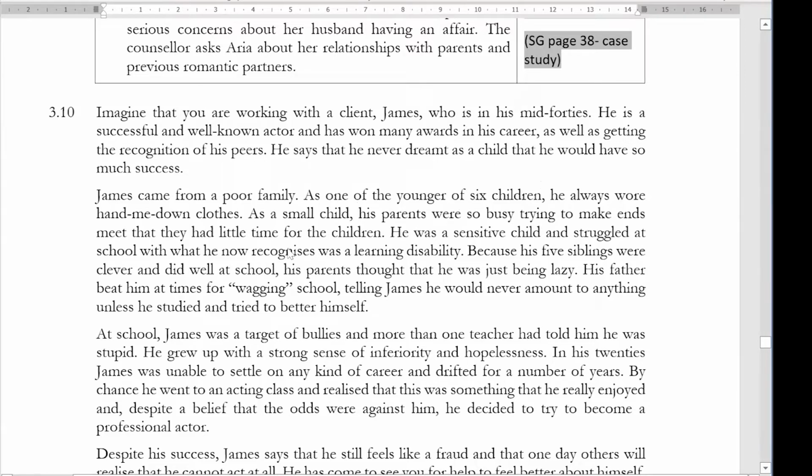James came from a poor family as one of the younger of 6 children. He always wore hand-me-down clothes. So hand-me-down clothes mean not new clothes. Yeah, especially handed down from your brothers or sisters. Yeah, I always did that. Or cousins.